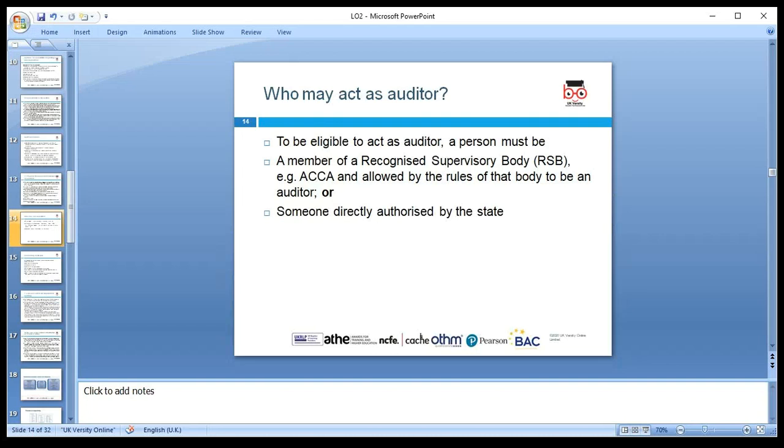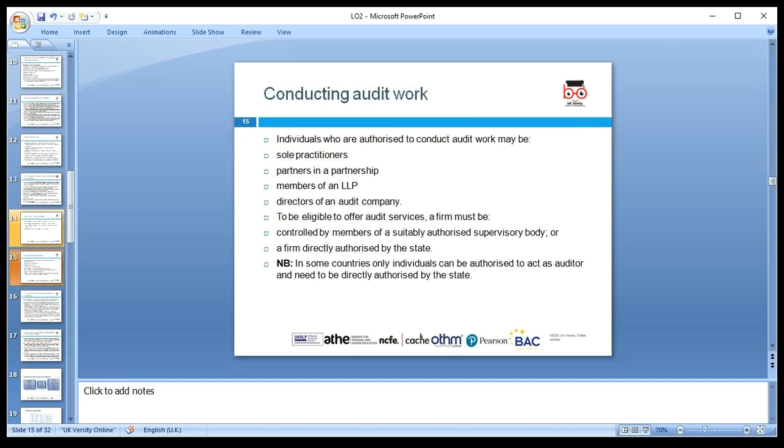Okay, who may act as an auditor? The eligible person to act as an auditor is a member of a regulatory supervisory body, like a member of ACCA, fully qualified and having an audit license to practice. Okay, next, conducting audit. Individuals who are authorized to conduct the work may be a sole practitioner, a partnership, a company, or a member of an LLP. What is LLP? We learned it: limited liability partnership.